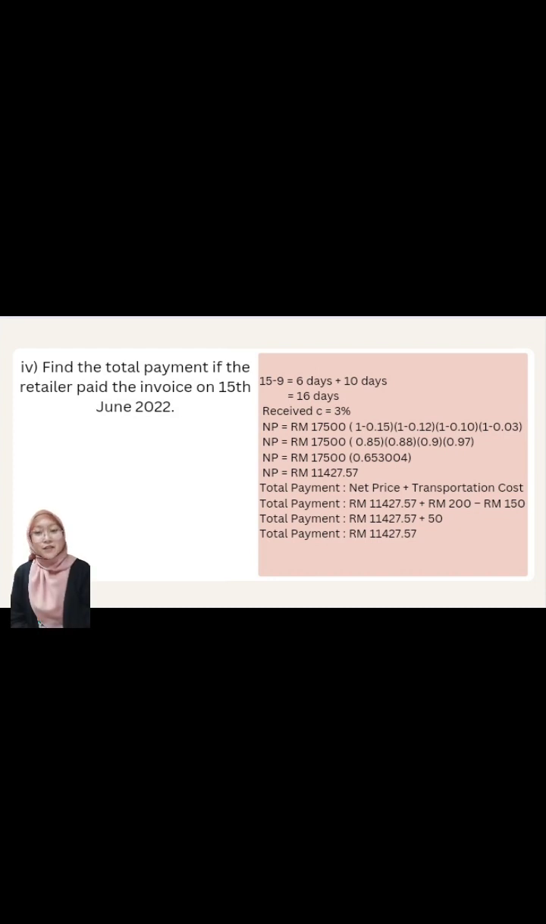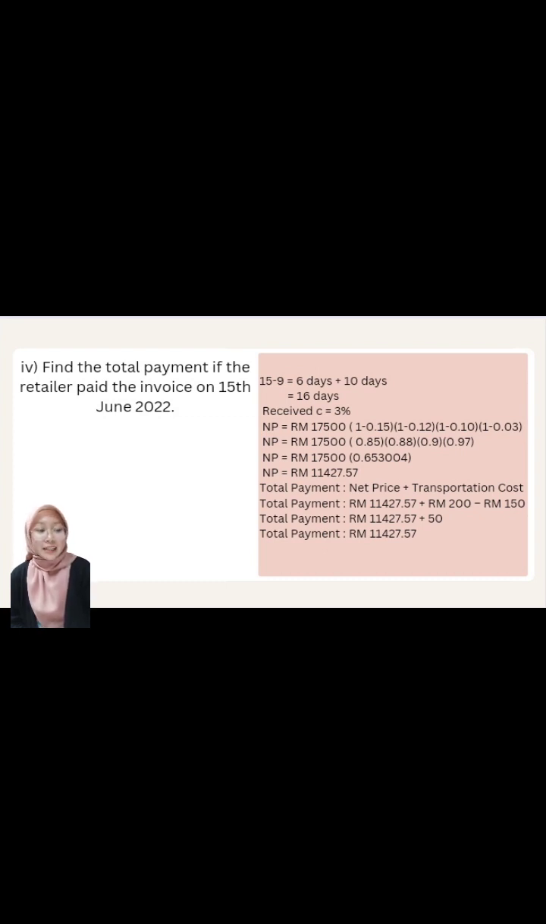The last question for C is to find the total payment if the retailer paid the invoice on 15 June 2022. How to answer that question? Let me teach you guys. 15 minus 9 equals 6 days plus 10 days. The answer is 16 days. We will receive a cash discount of 3%.